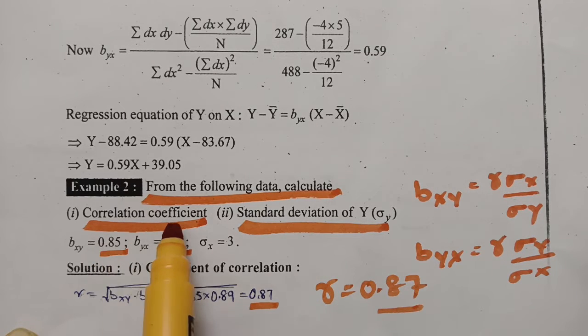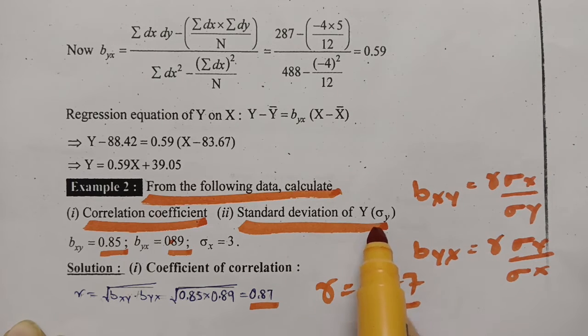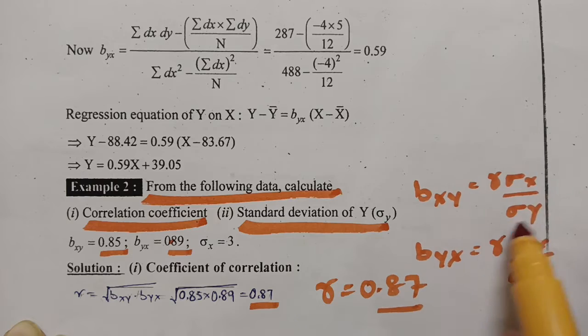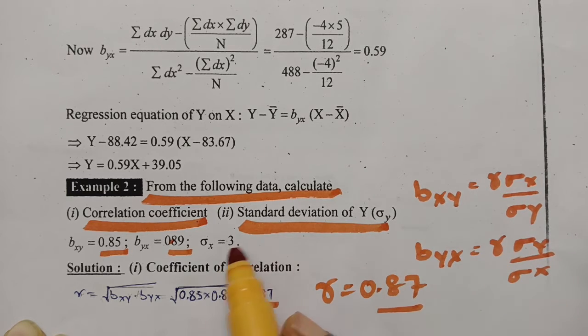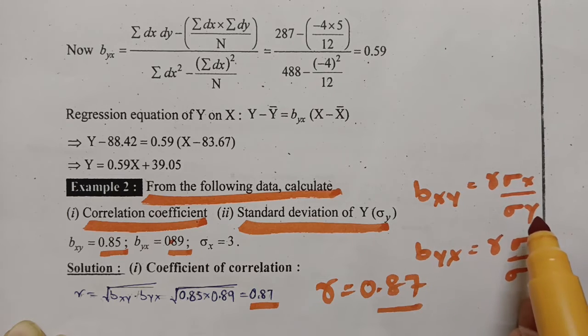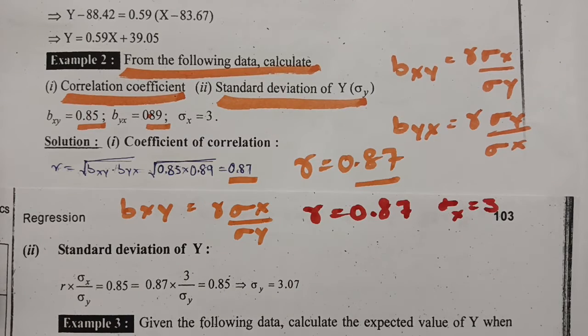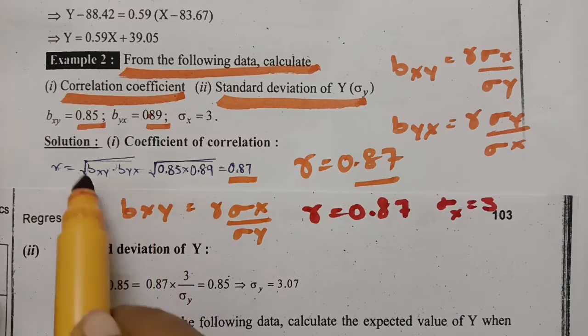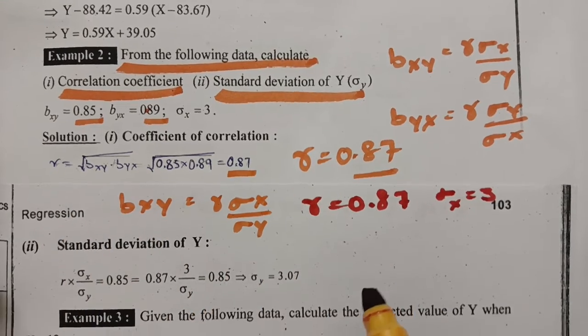Now we needed to calculate the correlation coefficient. So correlation coefficient r is equal to 0.87. Next is the standard deviation sigma y. We got r here. We have sigma x ready as 3, sigma y we have to find out, and bxy value is 0.85. Every value is ready here, and now we are going to solve. So we got r as root over bxy into byx, which is 0.87 here.